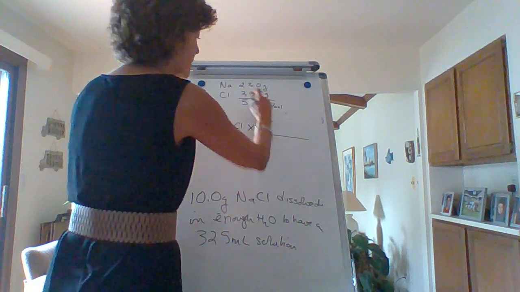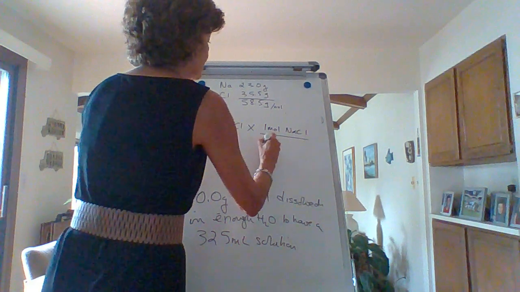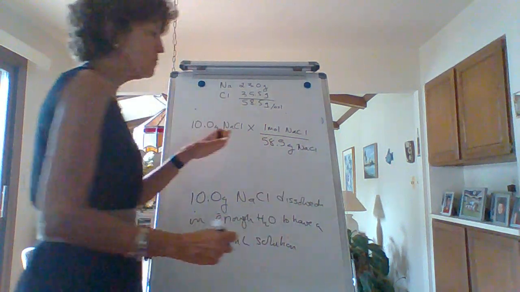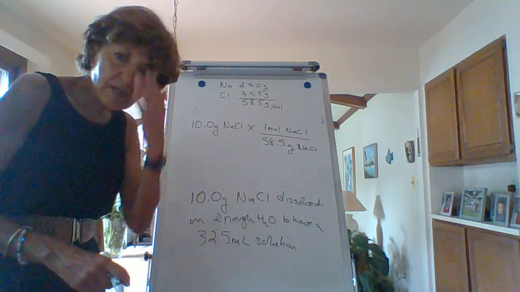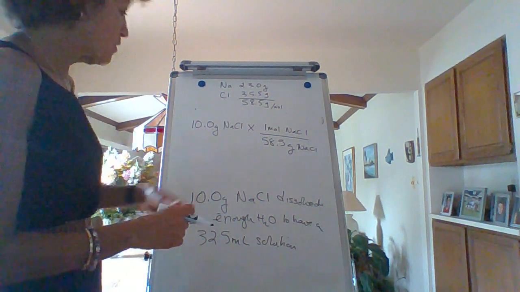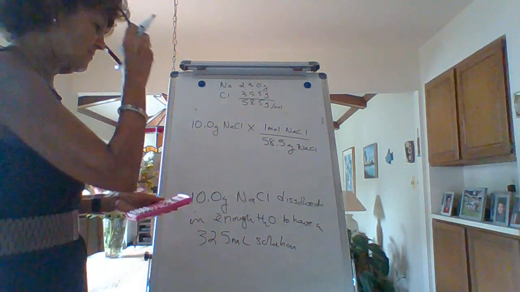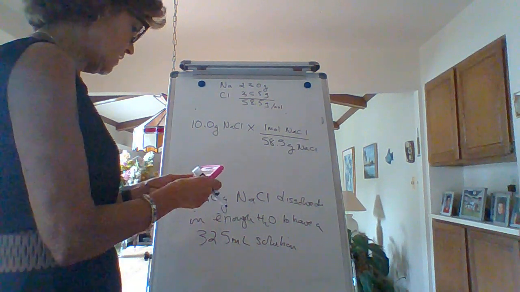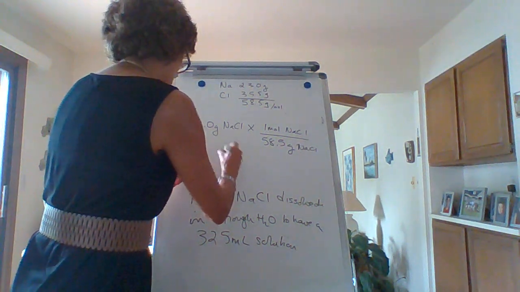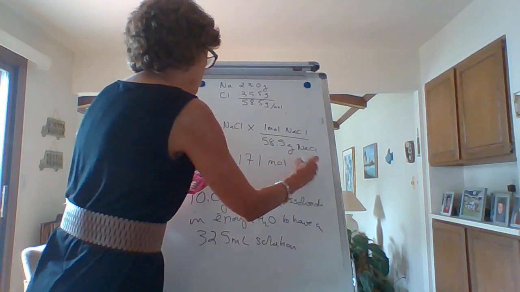I'm going to use our dimensional analysis. 1 mole of sodium chloride is 58.5 grams of sodium chloride. Okay? Do you remember we did this in previous chapters, I think? It was in chapter 6 out of Stoker. All right, so all you have to do is convert your grams to moles. Let's go ahead and do that. All right, 10 divided by 58.5, and you get 0.171 moles of sodium chloride.